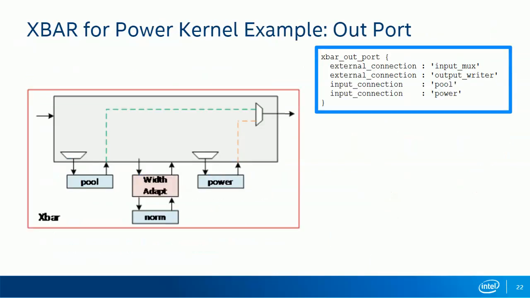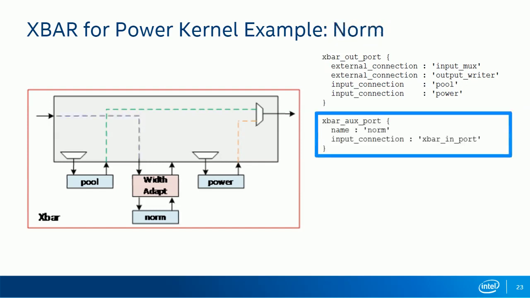Now let's create the crossbar connection in the architecture prototext file that mimics the connection from the previous slide. First, for the crossbar out port, we need to make sure that it takes input from the pool and our custom power primitives. Next, for the local response normalization, it takes input from the crossbar in so data can be sent directly from the activation to the norm.